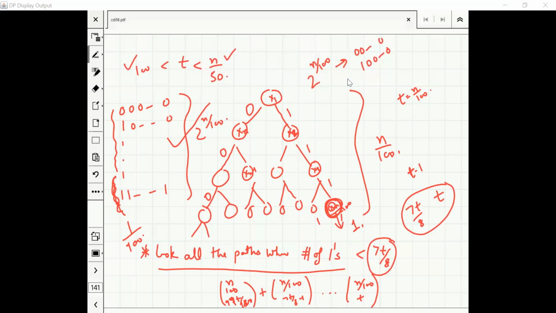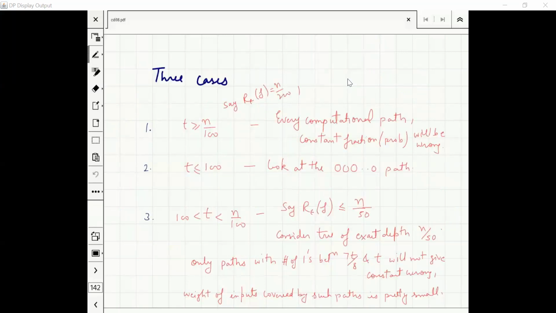Again, all these are combinatorial calculations, but the intuition is this: if your t is much bigger, then every computational path will have a constant fraction of wrong inputs. If t is less than 100, look at the 0, 0, 0 path.